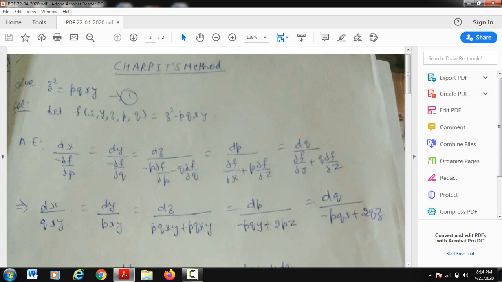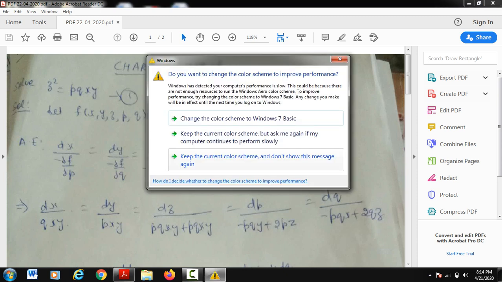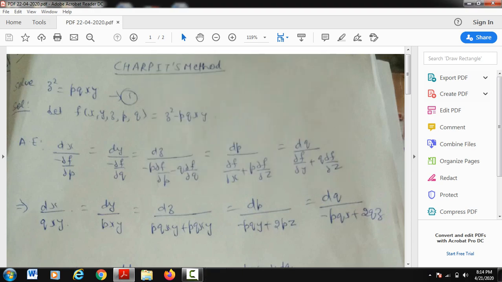Then dz over minus p curly f over curly p. You will multiply this vector with minus p. Then minus q curly f over curly q. On simplifying, I am getting pqxy plus pqxy, which on adding comes to 2pqxy. Then we have dp over curly f over curly x. Whenever you are partially differentiating f with respect to x, you will take y, z, p and q as constant. So curly f over curly x will be equal to minus pqy.